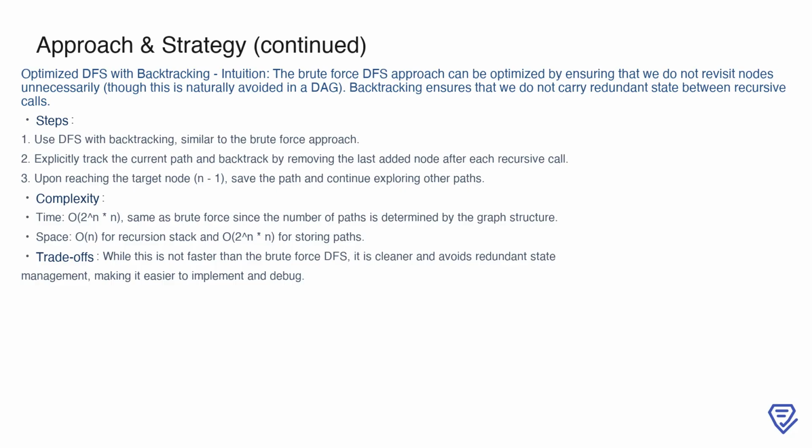This ensures that the path remains accurate as we explore other branches. When we reach the target node, we save the path as before and continue the search. The time complexity remains O(2^n * n), as the number of paths is determined by the graph structure, and the space complexity also remains O(n) for the recursion stack and O(2^n * n) for storing paths.